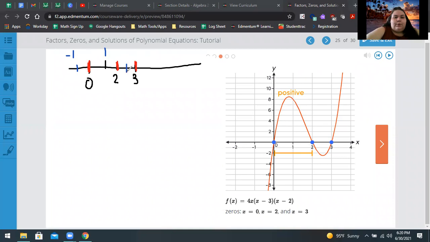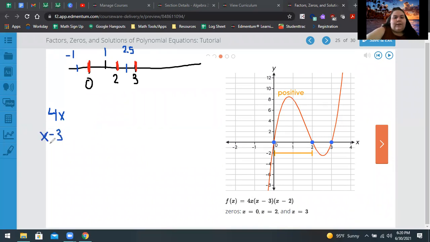And between 2 and 3 is going to be 2.5. And I'm going to plug in these values into our equation here. So, but we break it up. So I'm going to put in 4x right here. Then it's going to be x minus 3.